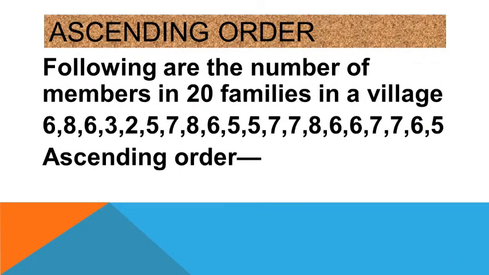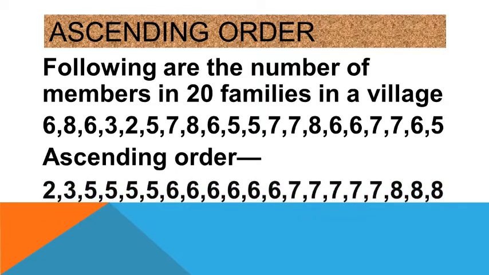Let's take an example. The number of members in 20 families in a village. How will we write it in ascending order? The number 2 is the smallest, so I have written it in the beginning. But since the number 2 has only been written one time in the data, we will also write it only one time. Then comes the number 3.